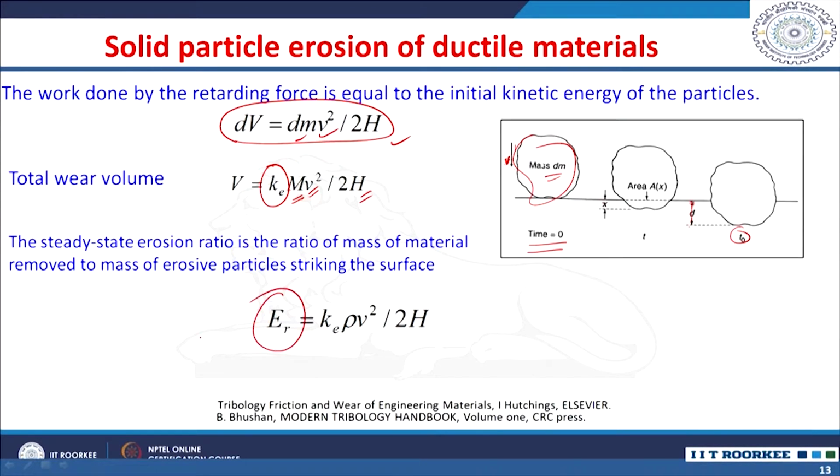So, the steady state erosion ratio is equal to K_e, the erosive wear parameter that accounts for the shape and size of these particles, right, and rho is the density of this material, V is the velocity of this particle, h is the hardness of this material. So, E_r is equal to K_e rho V squared by 2h. So, this is the erosive wear parameter, right.